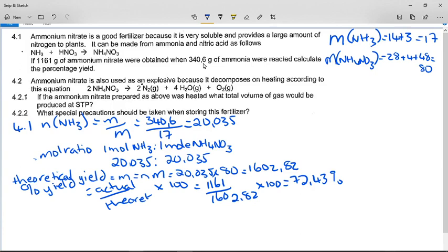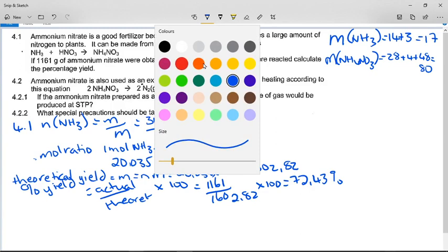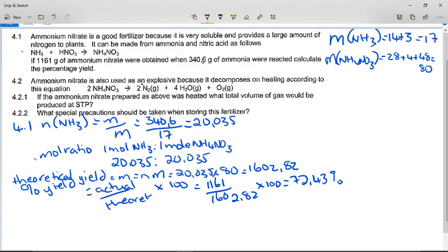So that's fine. Then it says to you, ammonium nitrate is also used as an explosive because it decomposes on heating according to this equation. Let's see if we can do this in a different color pen to distinguish it. Ammonium nitrate is also used as an explosive because it decomposes on heating according to this equation: 2 ammonium nitrate gives you 2 moles of nitrogen, 4 moles of water.